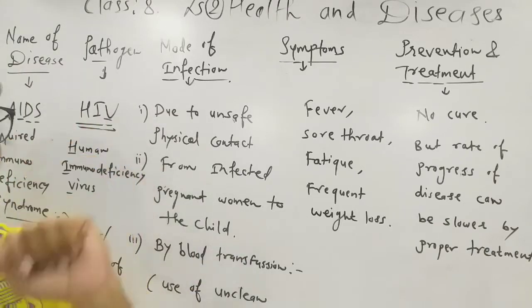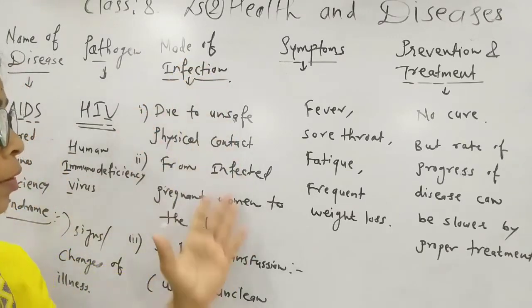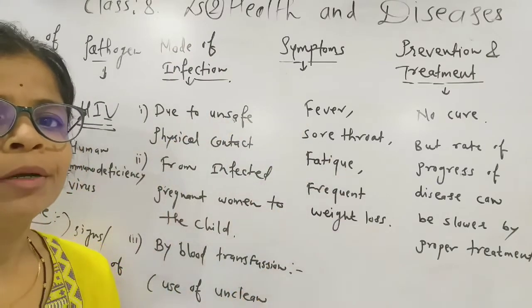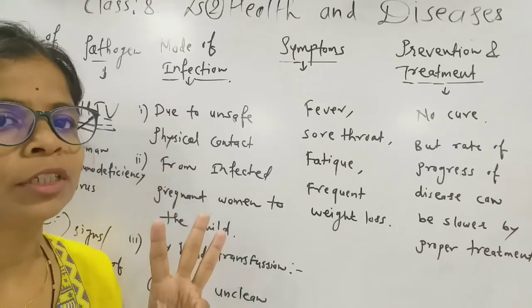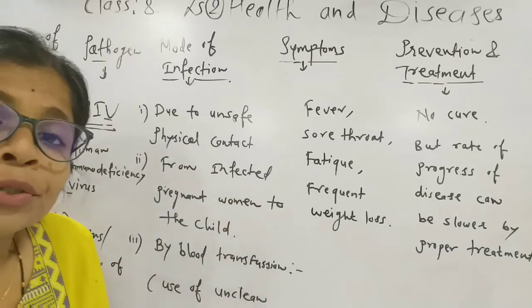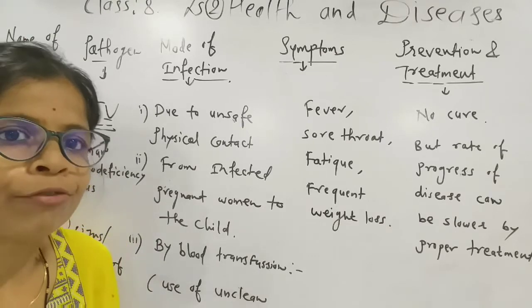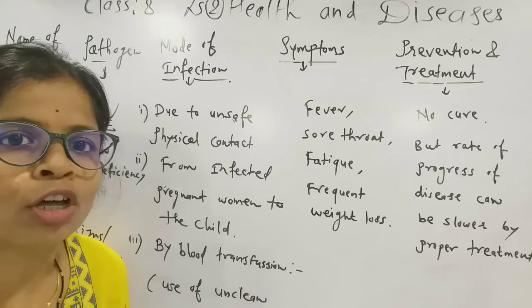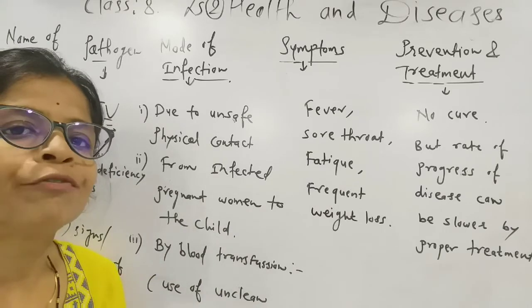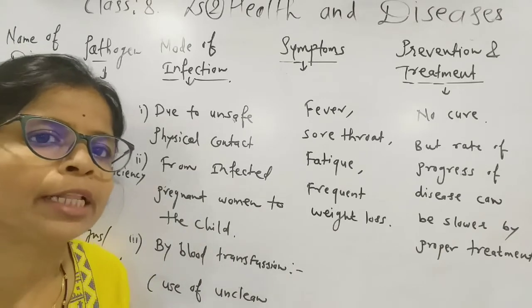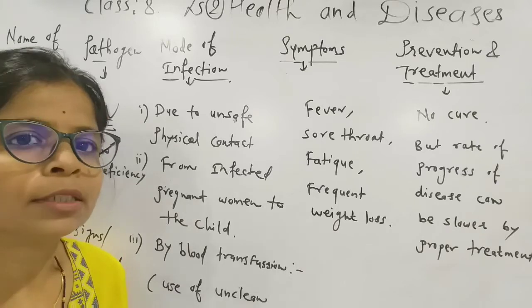Now when a person is infected by this virus, how does the disease spread from one person to another? There are three main causes or modes of infection. First is unsafe physical contact between male and female. If the male is infected and the female is normal, there could be infection this way due to unsafe physical contact. In the same way, if the female is infected and the male is healthy, infection is again caused in such a way.